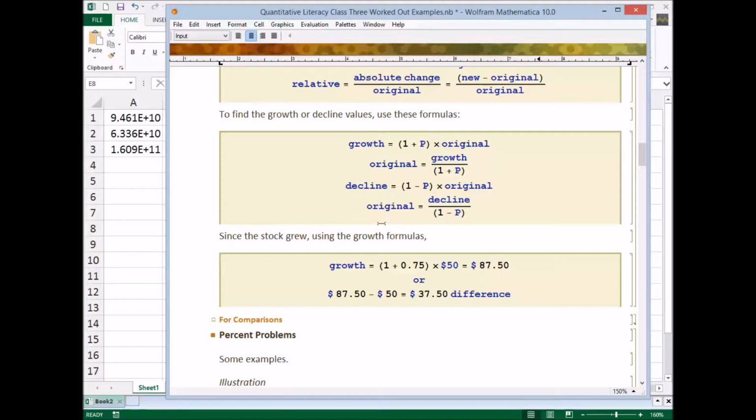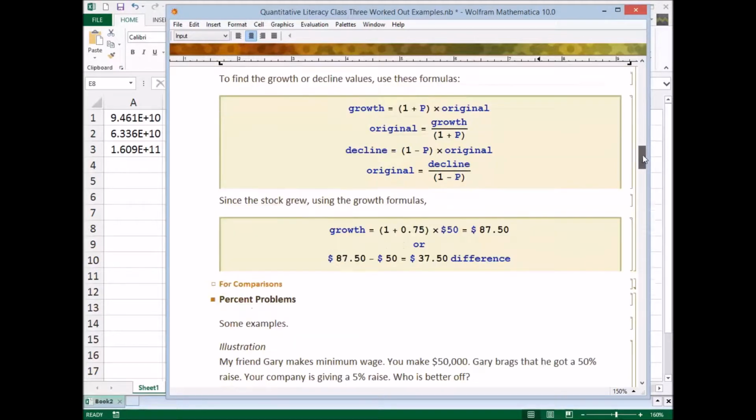In this case, a 75% increase, which is 0.75. So 1 plus 0.75 multiplied by 50 will be $87.50. The absolute difference would be $87.50 minus $50, and the difference is $37.50. So that's how you figure out the absolute difference.